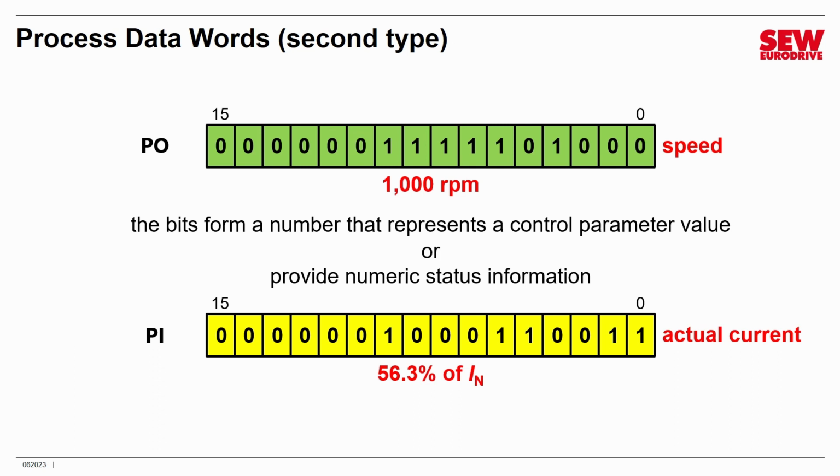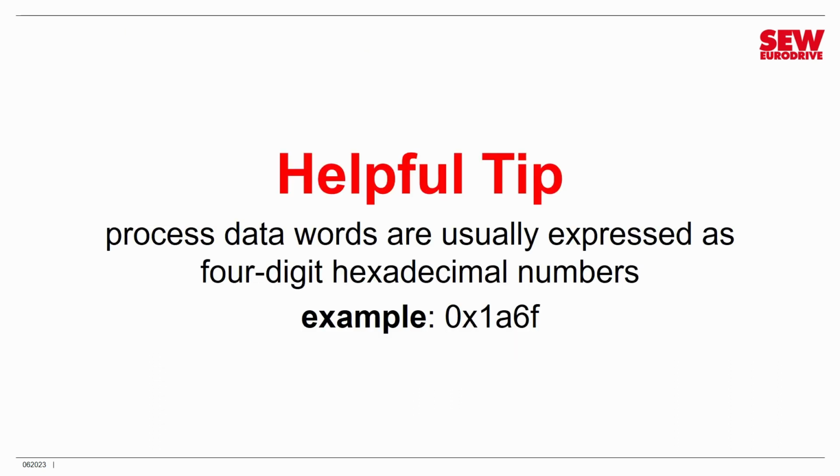I should mention here at this point that the numeric range of a process input or output word is minus 32,768 to positive 32,767. That's the numeric limit of what you can represent with 16 bits. A helpful tip: in most cases, when you're programming a PLC, process data words are usually expressed as 4-digit hexadecimal numbers, not binary, not decimal.